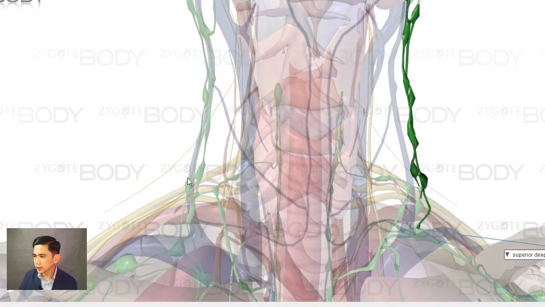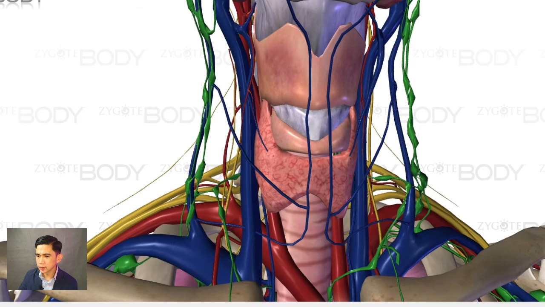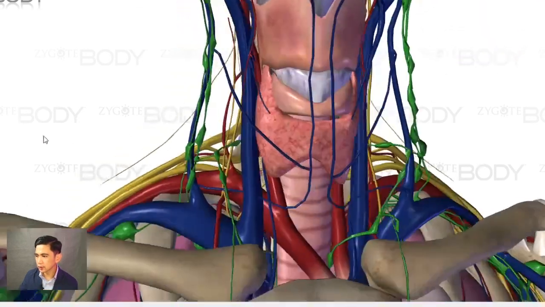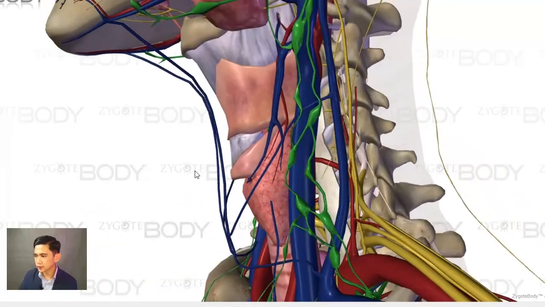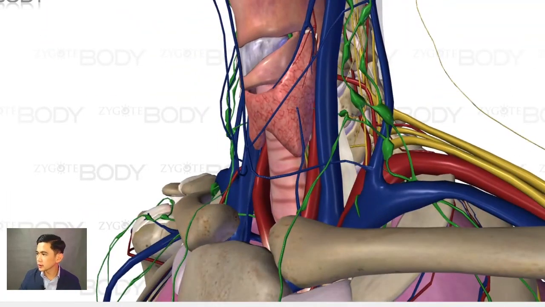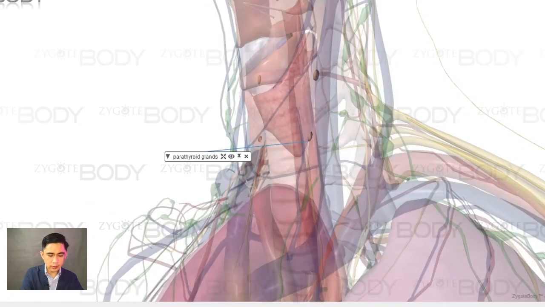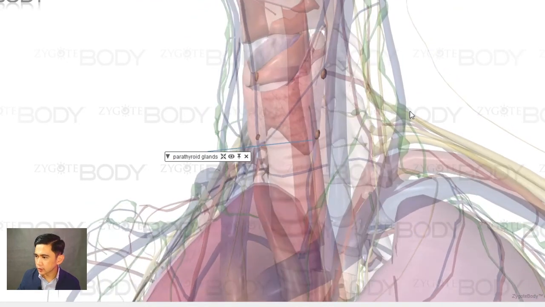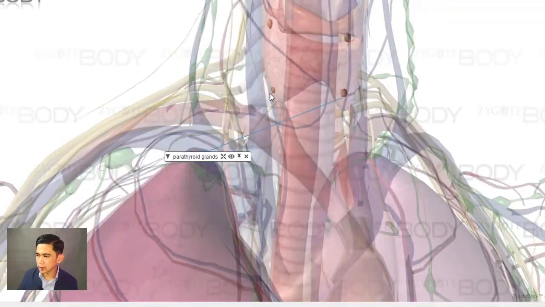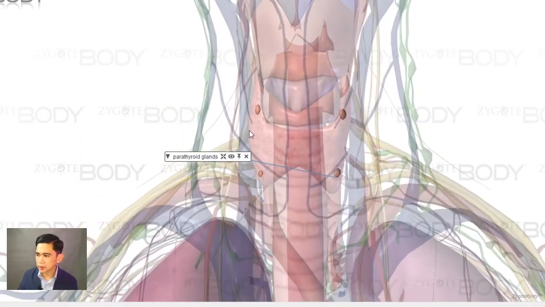You also have to look for the parathyroids. Where are the parathyroids here? It's just at the back of the thyroid. So we'll type here parathyroids. So if this is a thyroid gland, the superior parathyroids are here, the inferior parathyroids are there. We also have parathyroid glands on the right side.